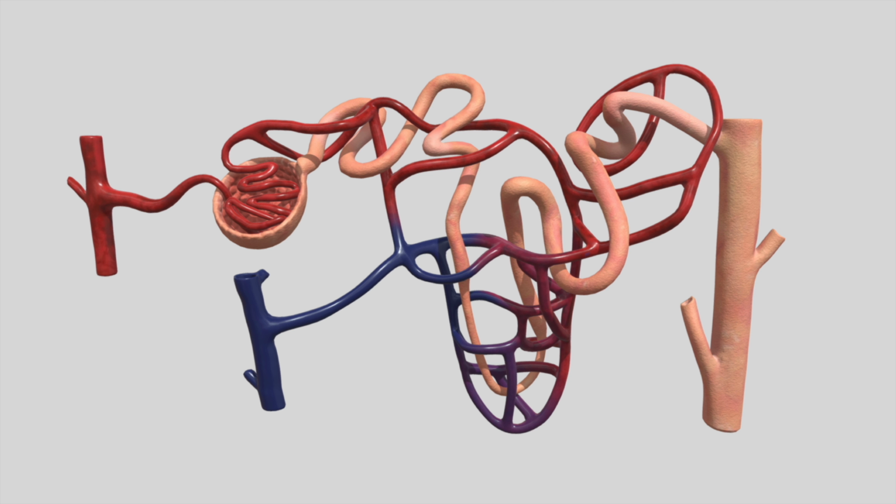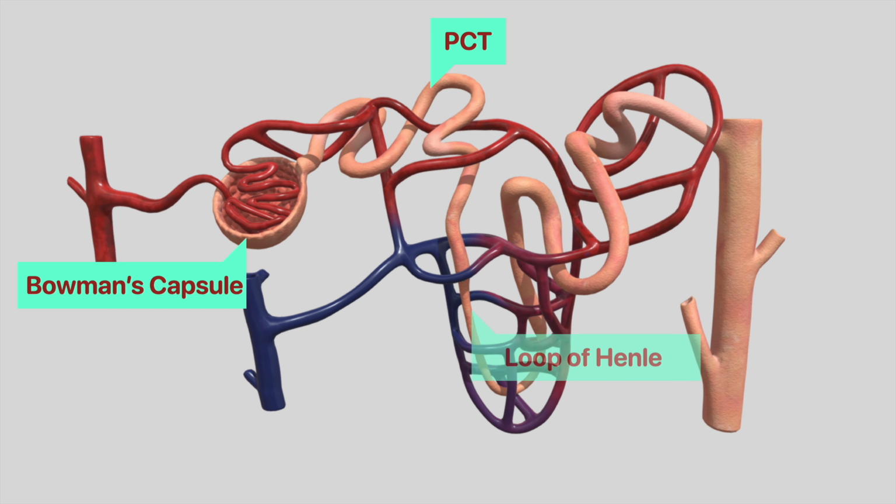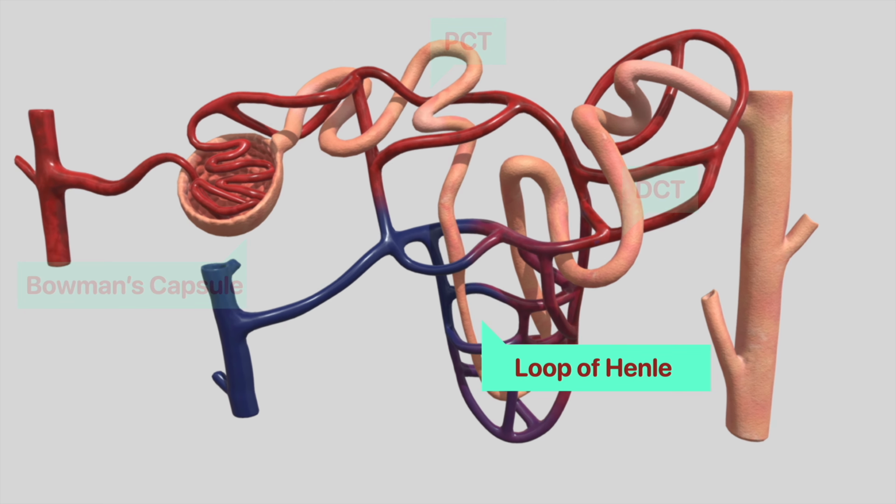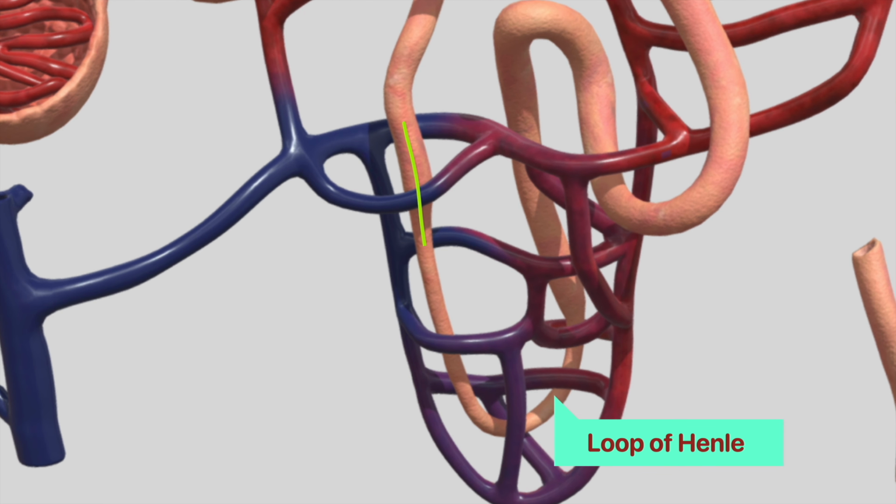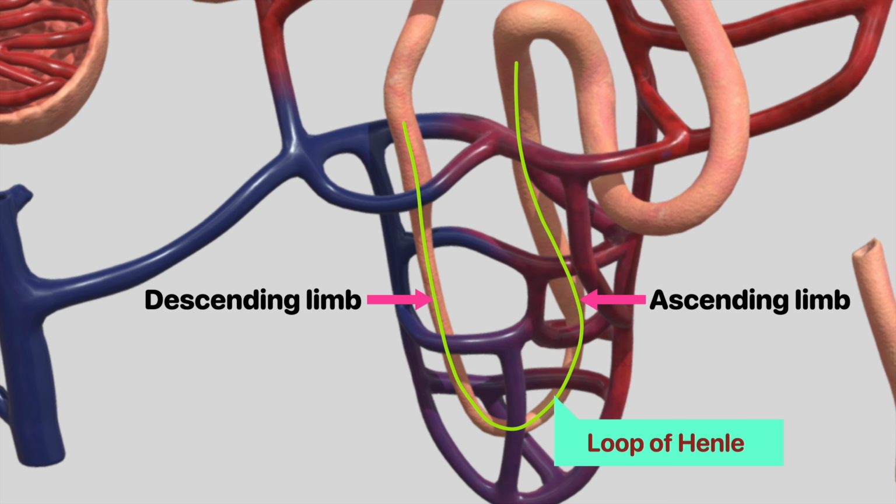Renal tubule is divided into Bowman's capsule, PCT or the proximal convoluted tubule, loop of Henle, and DCT or distal convoluted tubule. Henle's loop is a U-shaped structure with a descending limb and an ascending limb. These two limbs are joined by a hairpin bend in between them.